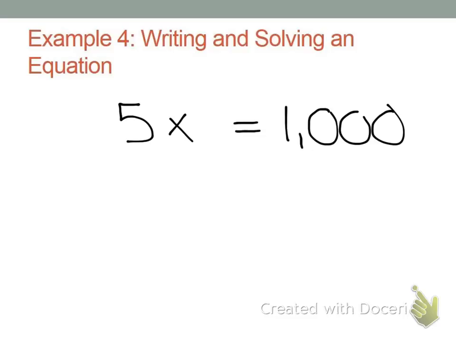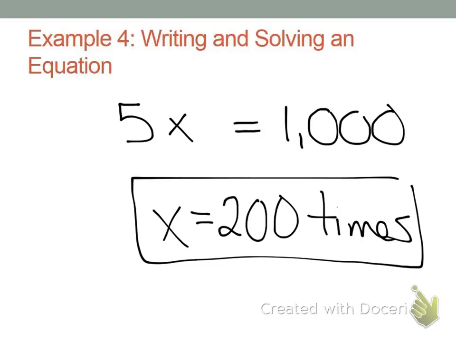And what do I get? 200 times. So that's how many times somebody rode that ride, so they earned $1,000 from that ride. All right, if you understand that, that's everything you need to know for 2.4.